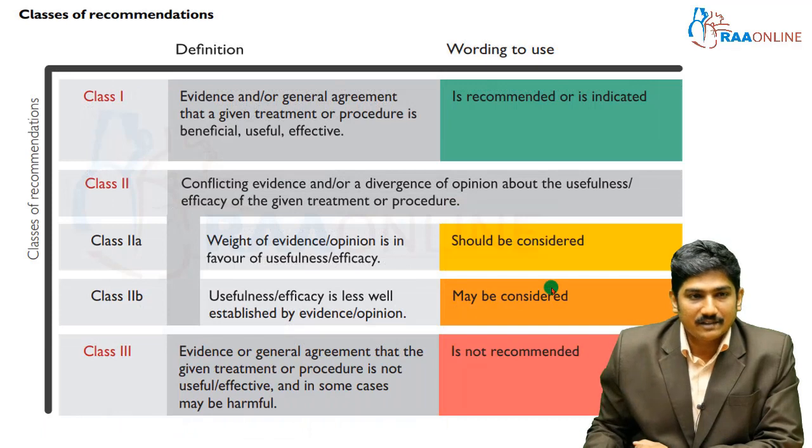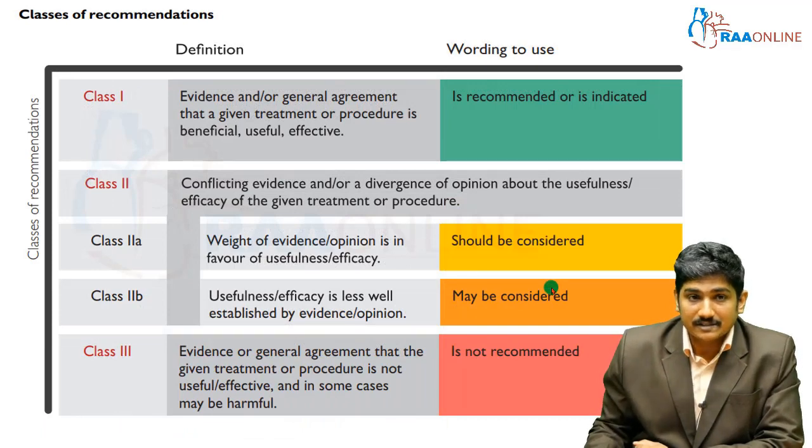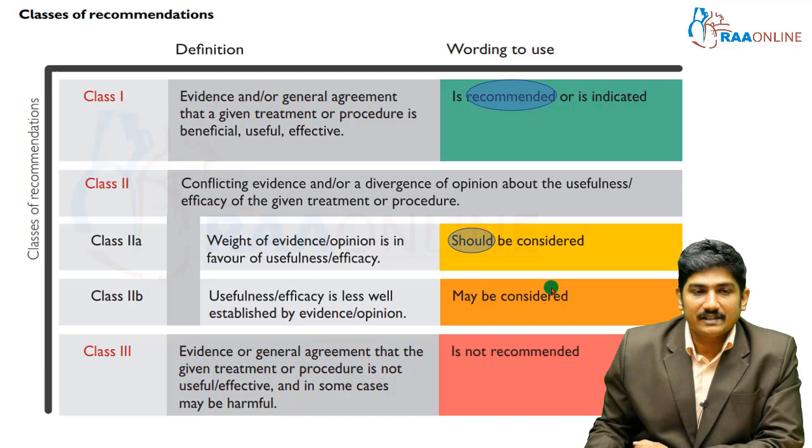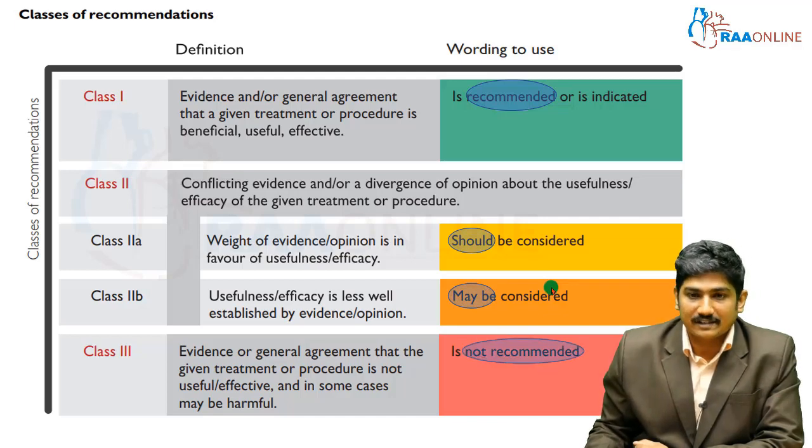So in our slide we are going to see about the recommendations and evidences. You need to know the classes of recommendations. Class 1 is recommended, and class 2, that is class 2A and class 2B. Class 2A should be considered, class 2B may be considered, and class 3 is not recommended. This is one line which you need to remember.